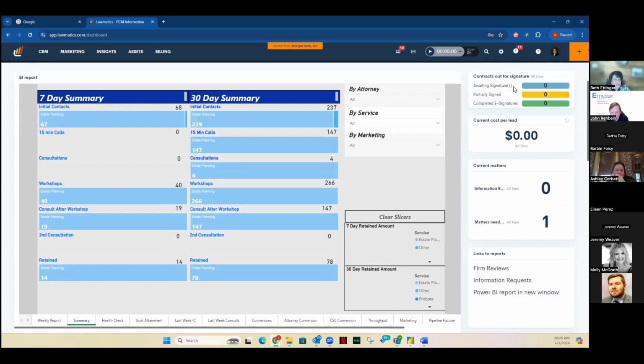And you can break the fourth wall on this one. Okay. So this is where your contracts out for signature would show. Being that this is test data, there's not actually any out there for signature. But this would show you how many you have out for signature, how many have been partially signed, meaning if you have 2 clients, maybe one of them signed them or whatever. And then this is how many would have been completed. So this is where your true data would live if it were a real law firm.